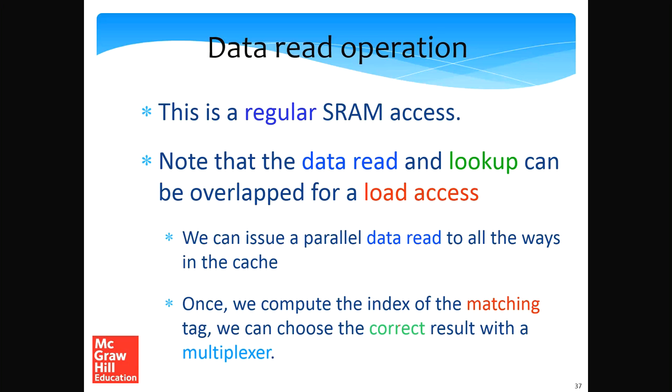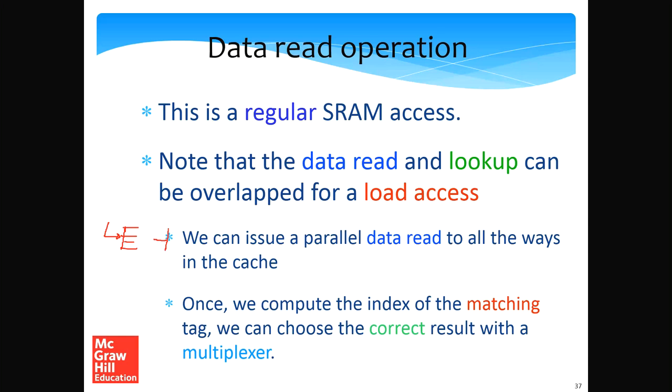Now let's take a look at the data read operation. This is a regular SRAM access into the data array. In some cases, the read and the lookup can be overlapped for a load access. Let's see how. If we consider a set associative cache, the first thing that we do is compute the index of the set. And if a set has four ways, we need to compare the tag with the contents of each of the ways in the tag array.